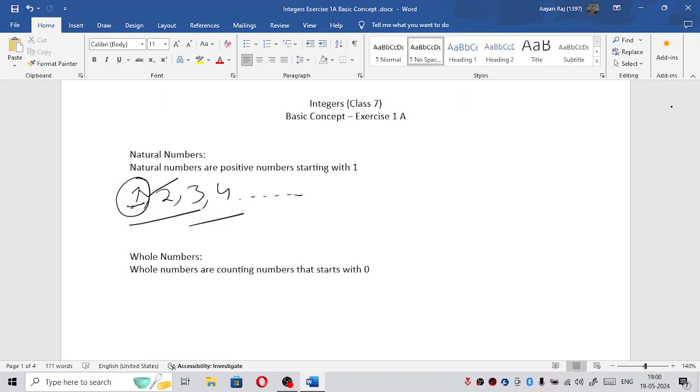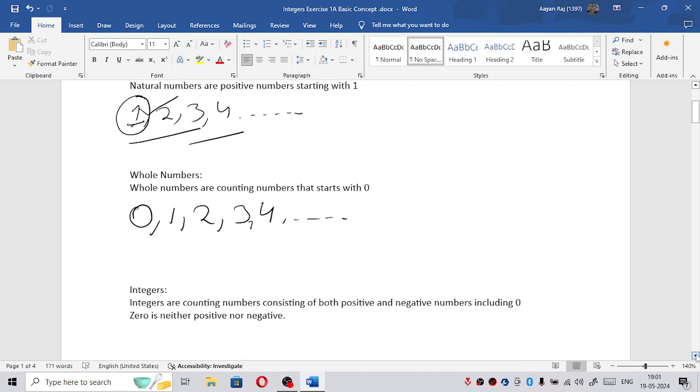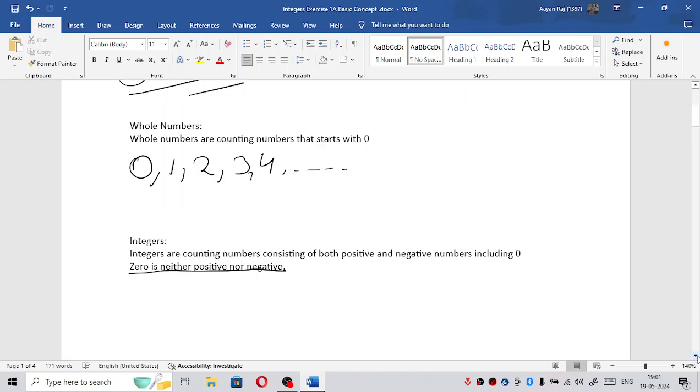So moving to whole numbers. Whole numbers are also natural numbers but they start with 0. So 0, 1, 2, 3, 4 and so on. The difference between natural numbers and whole numbers is that natural numbers start with 1 whereas whole numbers start with 0. One more thing to add is that 0 is neither positive nor negative.